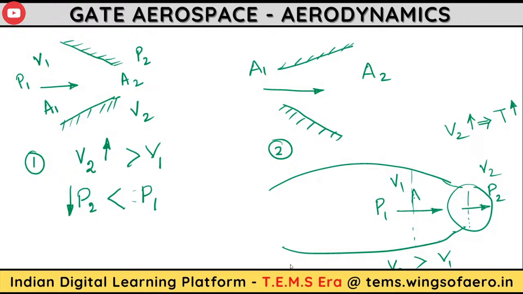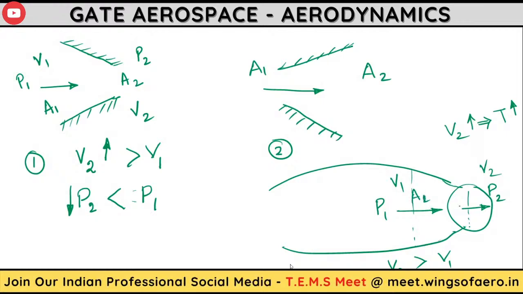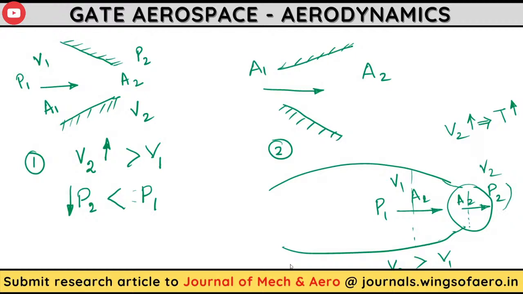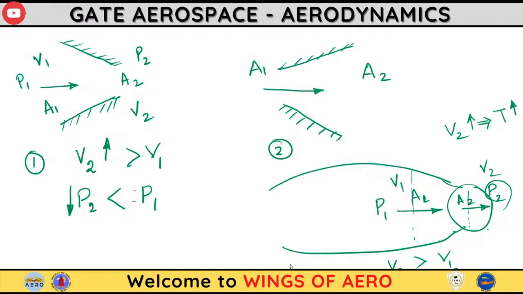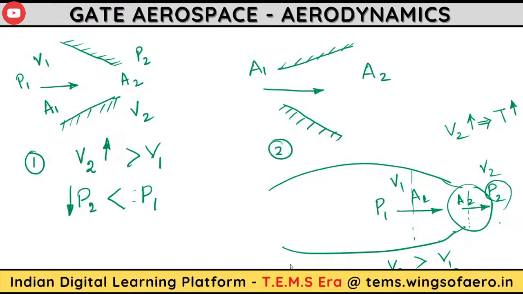That means the area A2 will be smaller than A1. So at the exit, P2 will be less as compared with P1. That will also lead to a decrease in pressure loss. All right. Did you get the point?